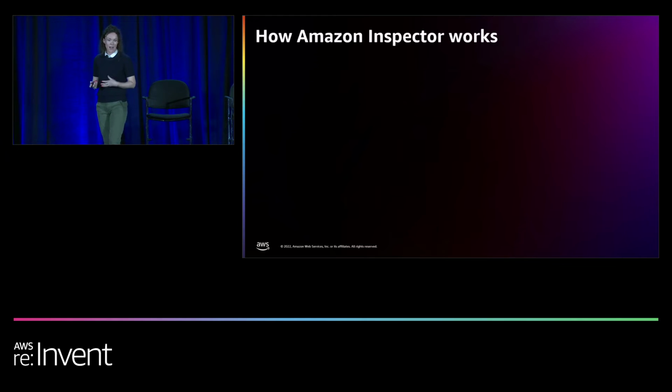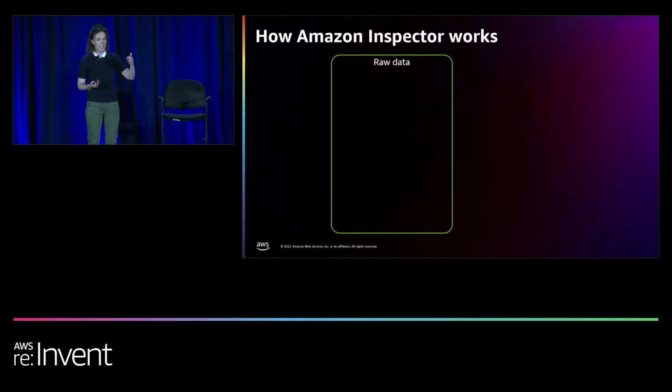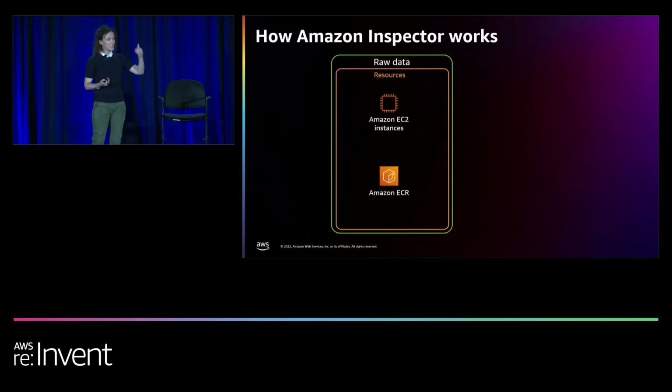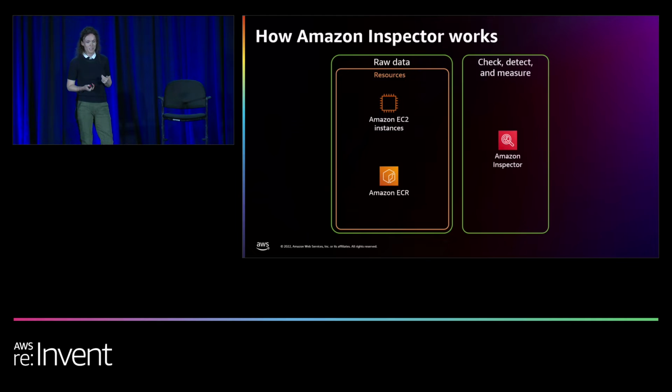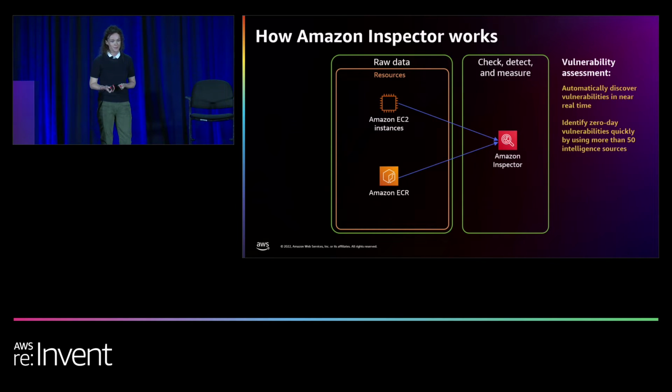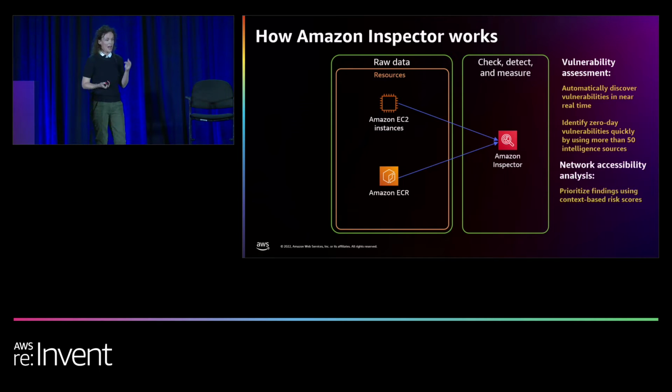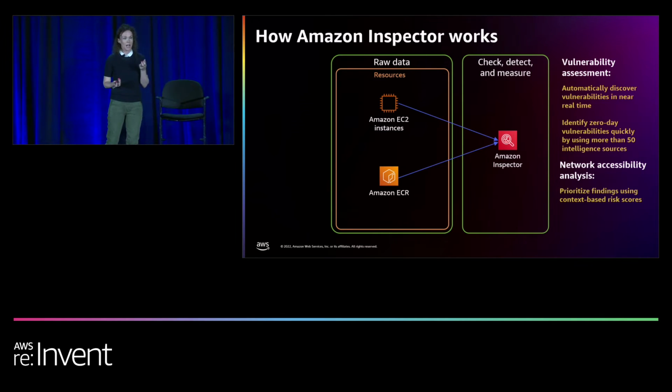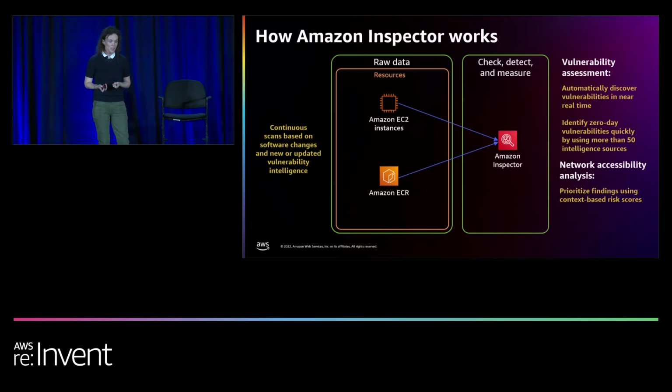And finally, then, we have Amazon Inspector. We're moving into the third layer of data, which is our instances and our container registries. Amazon Inspector is an automated vulnerability management service that continuously scans your AWS workloads for software vulnerabilities and unintended network exposure. It does this in near real time using 50 intelligence sources. Based on the network exposure, it comes up with a contextualized risk-based score. These scans happen continuously and have next to no impact on the performance of your fleet.